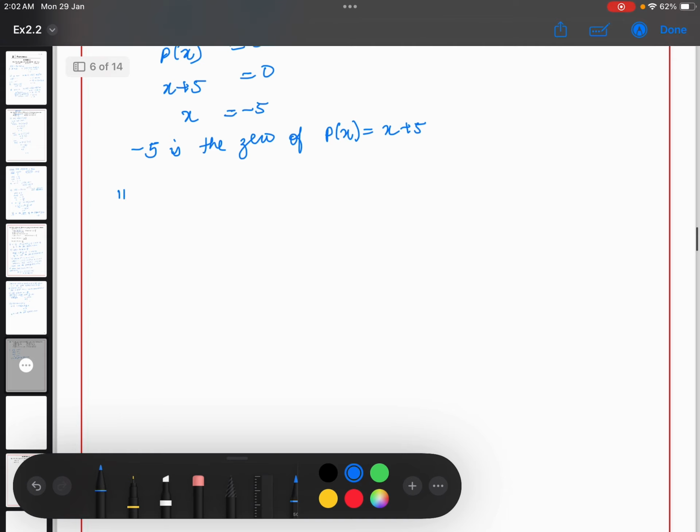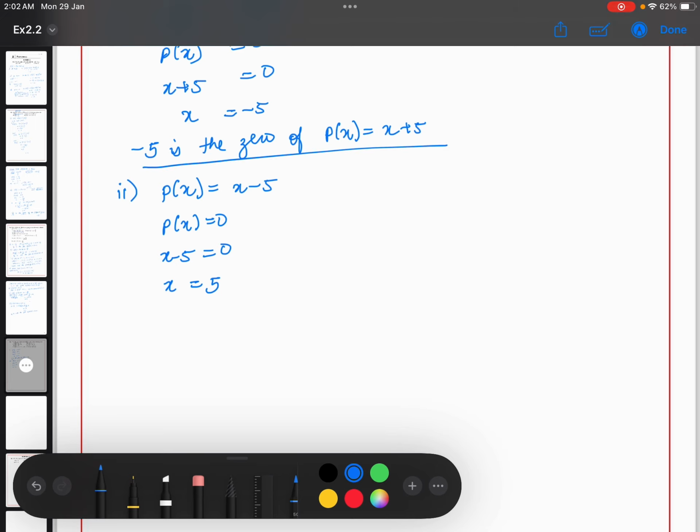Now similarly, let's go with question number 2. The question is p of x equal to x minus 5. So just substitute p of x equal to 0. You'll get x minus 5 equal to 0. Take this one. So the 0 of this question is x equal to 5. You can conclude similarly that 5 is the 0 of p of x.